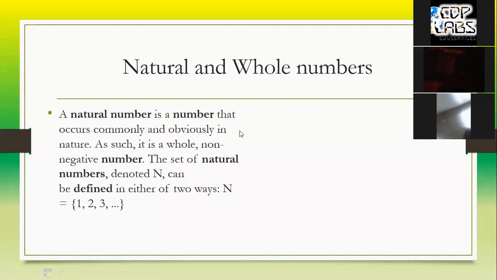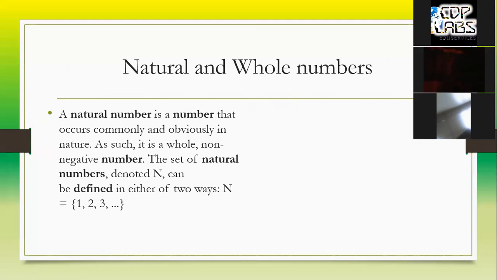Now, according to the internet, because I took this directly from the internet, it says a natural number is a number that occurs commonly and obviously. Commonly, when you go there, you don't really see zero. You might see 5 dumplings, 5 bananas, 5 mangoes. You can actually count them. So another term for natural numbers would be counting numbers. Is that clear? Yes, sir.